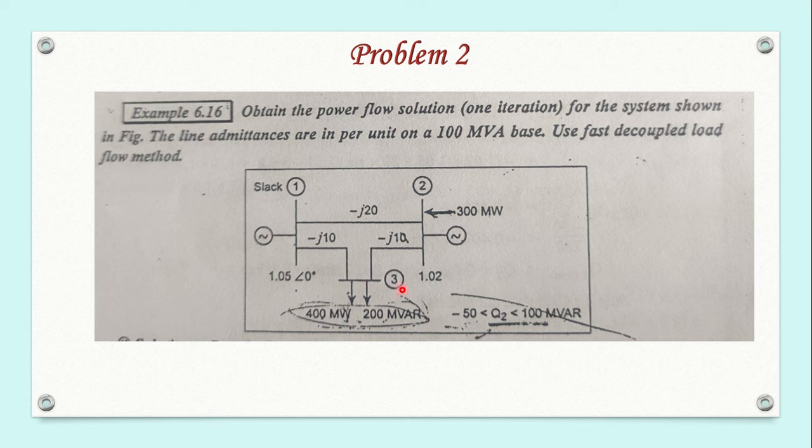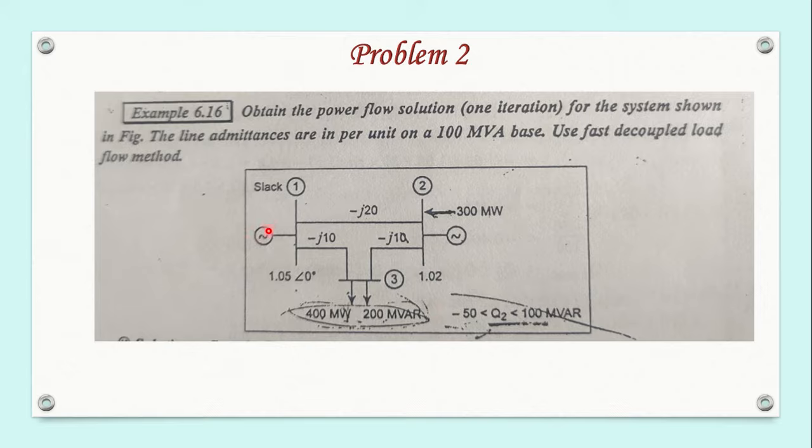So we have a 3-bus power system network. The bus and line details are shown in the diagram itself. So we have to obtain the power flow solution of one iteration. So first of all, let us examine the diagram. So we have 3 buses.